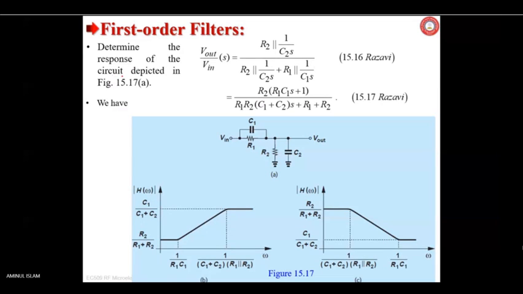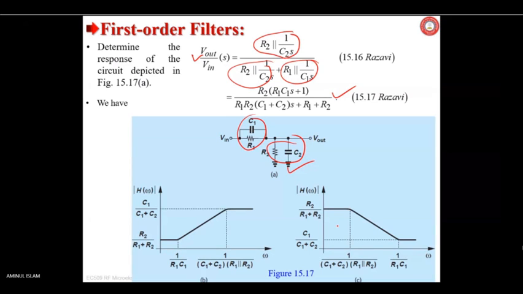Determine the response of the circuit depicted in 17A. This is the filter circuit diagram. So Vout by Vin of H is this. Is there any doubt? These are in parallel. They are also in parallel. Yes or no? Are you getting it? This can be simplified too. Yes, sir. This can be easily simplified. You can do it a little more elaborately. It's not a big deal.